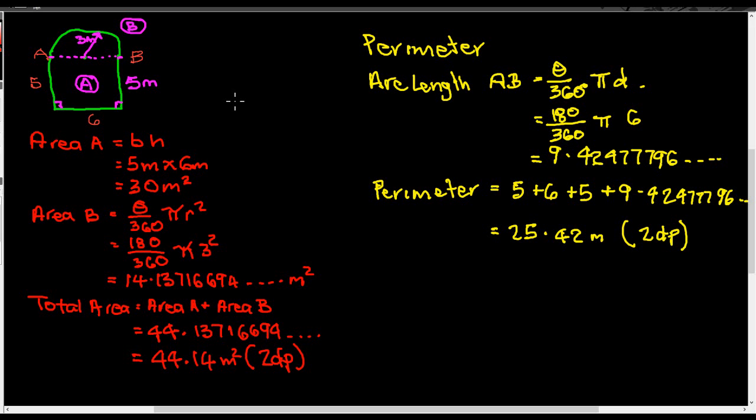To work out the perimeter of the shape, obviously the straight sides we've got there are 5 plus 5 plus 6, but we need to work out the arc length around the circular bit. So the arc length of AB, again theta over 360 pi times diameter, pi d, equals 180 over 360 pi, and the diameter would be twice the radius, which is 6, and that is 9.4247796. So to work out the perimeter, we add to that the other sides, the 5, 6, 5, plus 9 and so on, and that'll give us 25.42 to 2 decimal places. That's the perimeter, the distance around the outside of that shape.